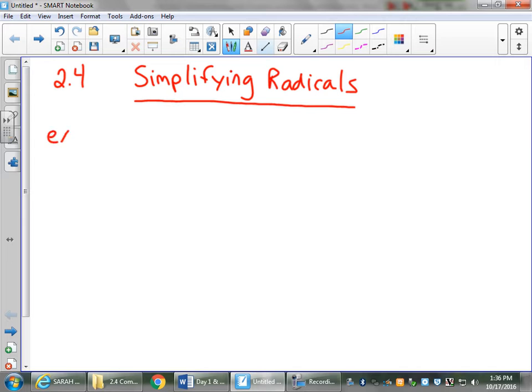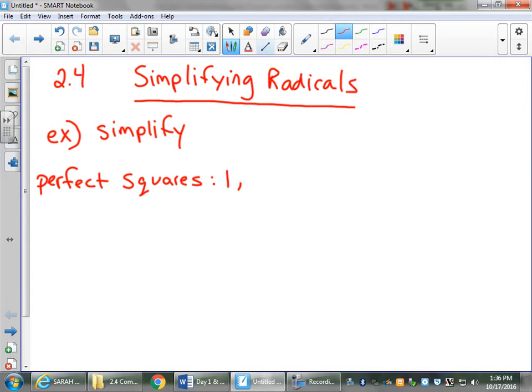So for all of the examples, we're just going to dive right in. The goal is to simplify the radical. When you're simplifying, you want to keep in mind your perfect squares. They're going to come in handy. I'm just going to go ahead and list the first few perfect squares. Okay, so 1 times 1 is 1, 2 times 2 is 4, 3 times 3 is 9, etc.